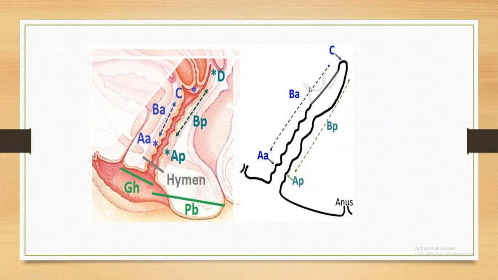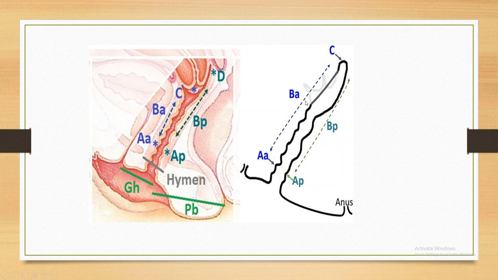Now this BA point is the point on the anterior vaginal wall which is in between AA and C. C is the cervix, and which has maximum prolapse. So it is the BA point. So it can be from AA to C.